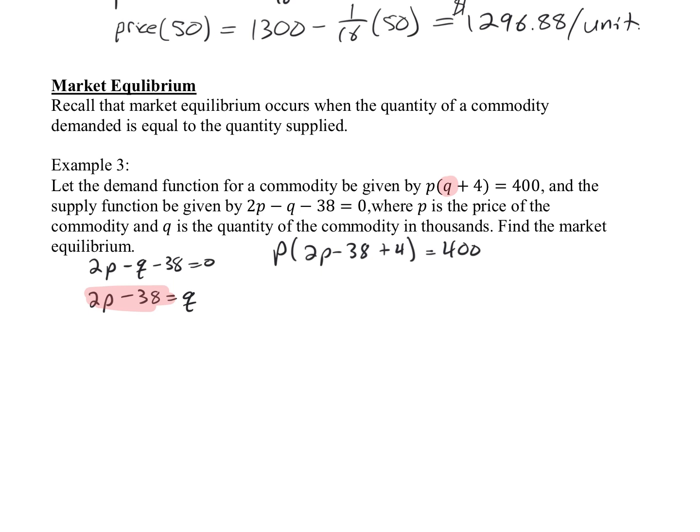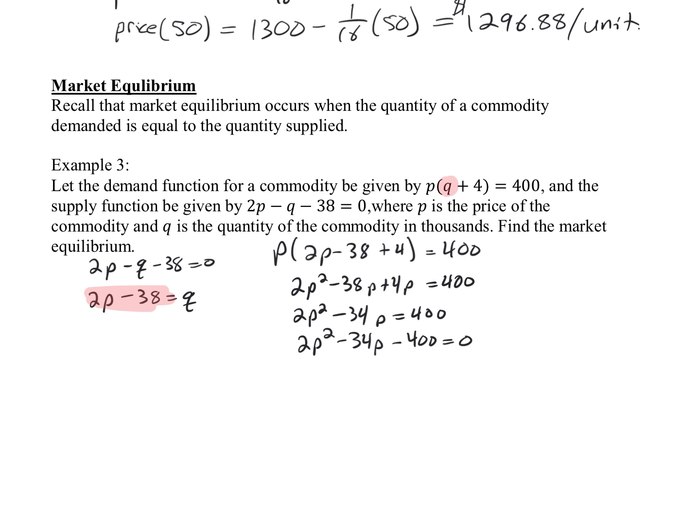Now there's a couple things you can do here. You might notice you have 2 like terms. You're allowed to add those together. You're allowed to distribute the P, in kind of whatever order you want to do. I'll distribute P first, so I get 2P squared minus 38P plus 4P is equal to 400. Now I'm going to combine my like terms. 2P squared minus 34P is equal to 400. And then I will subtract 400 so that I can get 0 on one side of my equation. So minus 400 is equal to 0.